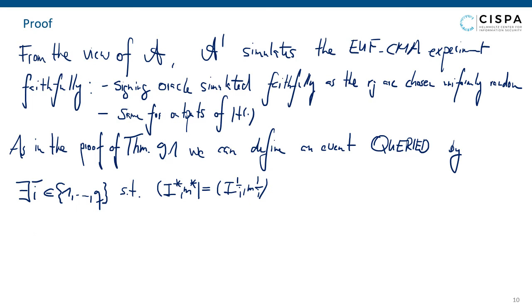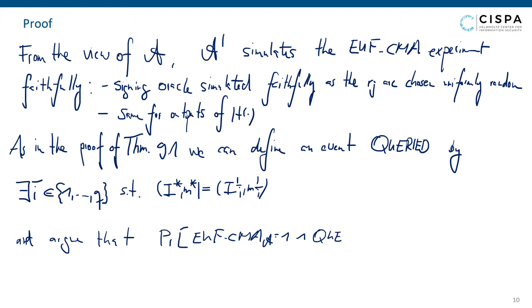But I'm not going to do this again. This is shown in the very same manner as we showed it in the proof of theorem 9.1, by an application of the law of total probability, and arguing that the probability that A wins the EUF-CMA experiment and the event queried happened is greater than epsilon prime, where this epsilon prime is non-negligible. Okay.